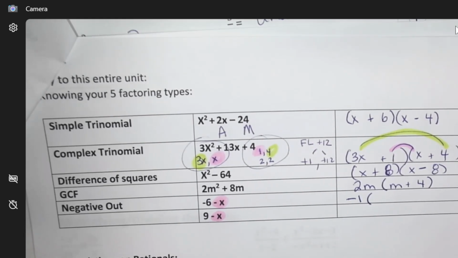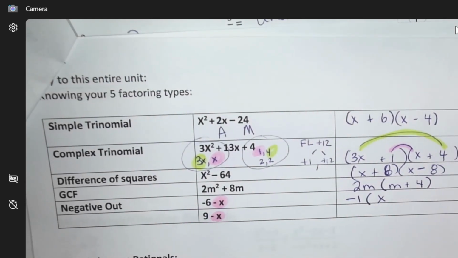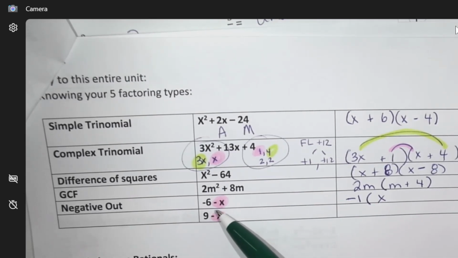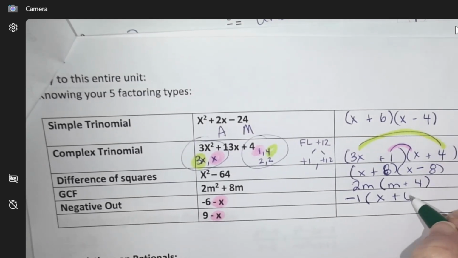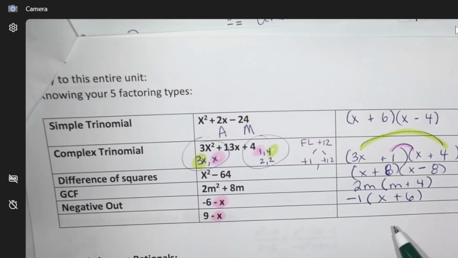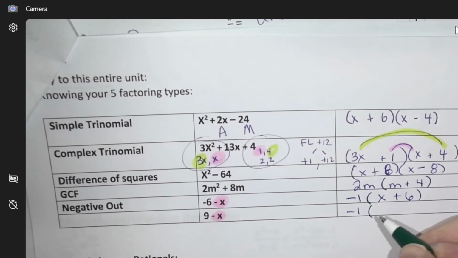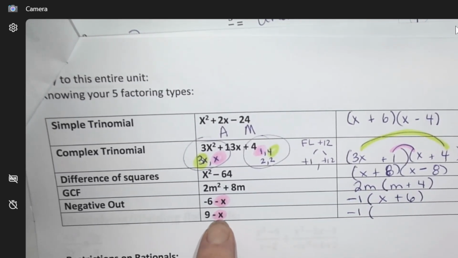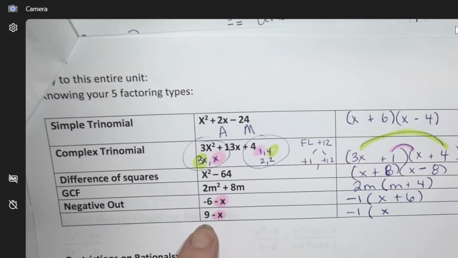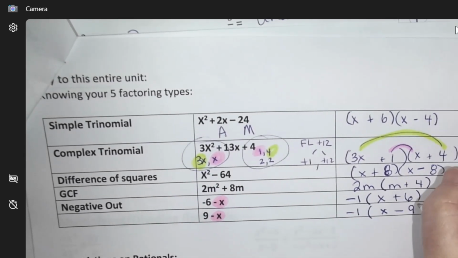Okay, so if I take a negative out of this, what kind of variable do I have? A positive x. And what kind of number do I have? Positive 6. Okay. I also, in my brain, I like to have my letter first. Would it make a difference? No, but I like to have my letter first. Okay. So the next one, negative 1 bracket. So instead of a negative x, we'll have a positive x in there. Instead of a 9, I'm going to have a negative 9.